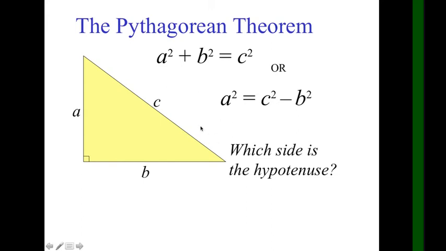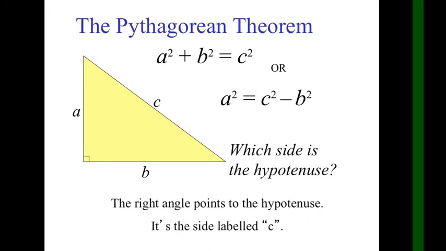Which side is the hypotenuse? Obviously, the right angle points to the hypotenuse. It is the side labeled C. This is the right angle, right? So, itong opposite niya, ito yung hypotenuse. Okay?